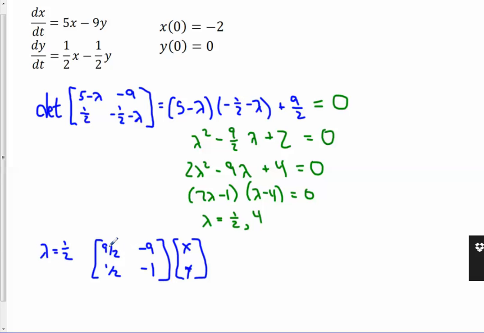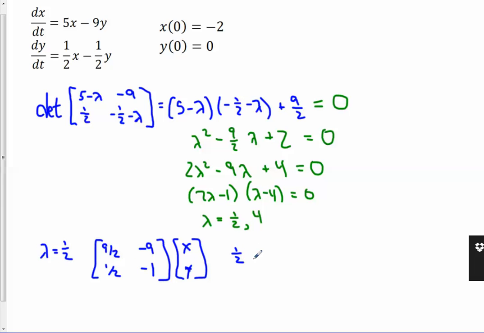What always happens in this case is that the first row and the second row should be multiples of each other, and you see they are. If that doesn't happen in a 2 by 2 situation, then you've done your eigenvalues wrong, because that always should happen. And so they're really just repeats. Saying 9 halves x minus 9y equals 0 is the same as saying 1/2 x minus 1y equals 0. The first equation is just 9 times the second equation. So I'll just work off of the second one just because it doesn't have that 9 in it.